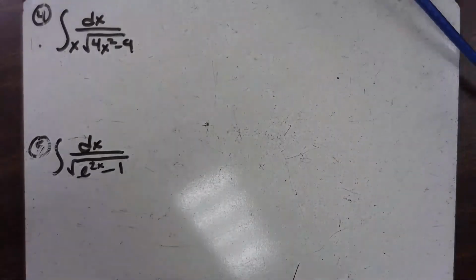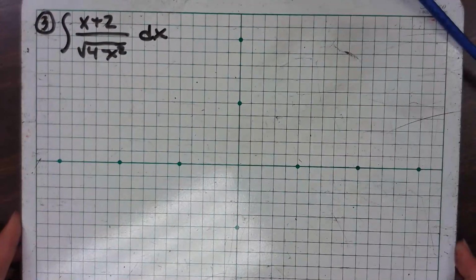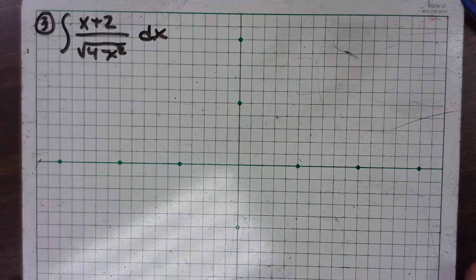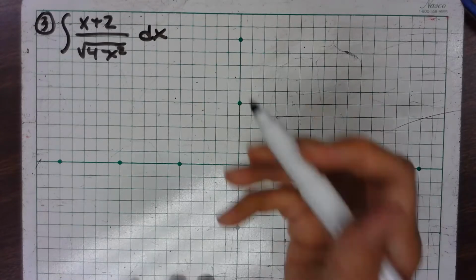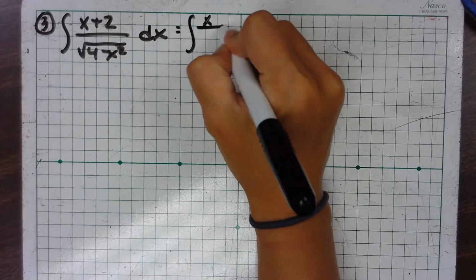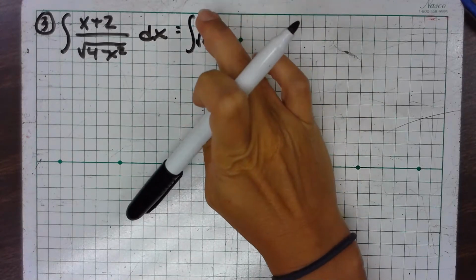Let's look at this next one. Start analyzing it for a second. When I first look at it, it looks like sine. But my problem is I have that x plus 2 up top. What I can do is split this. Oops, and that's a minus.